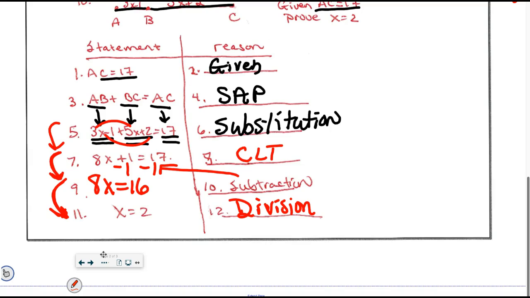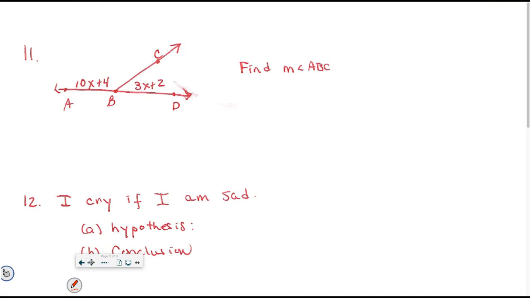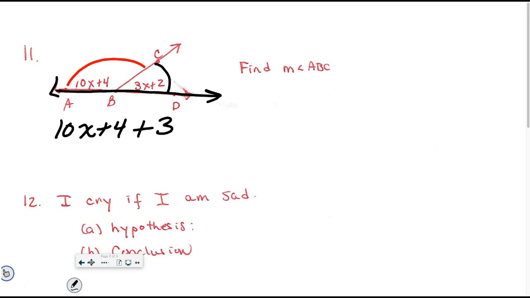So moving right along here to the next page. This one says find the measure of ABC. Well, I can't until I know what x is. So what equation can I set up? Well, these two angles together make a straight angle or a line, which means together they have to add up to 180. So then we use our algebra skills and we combine those like terms.